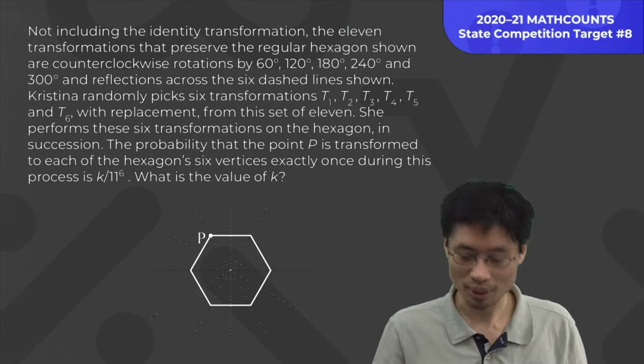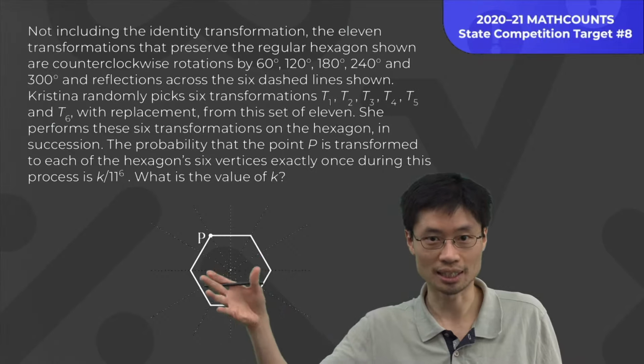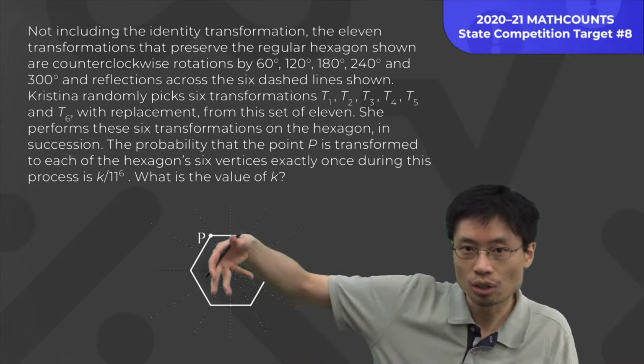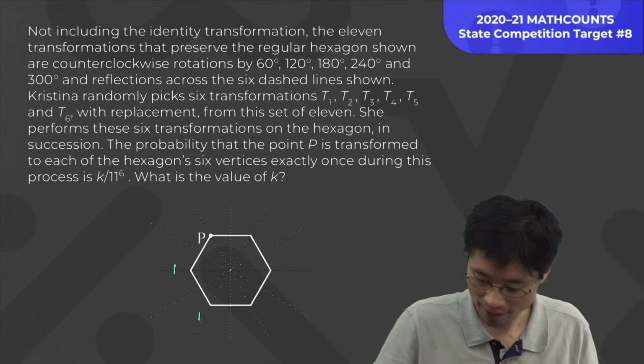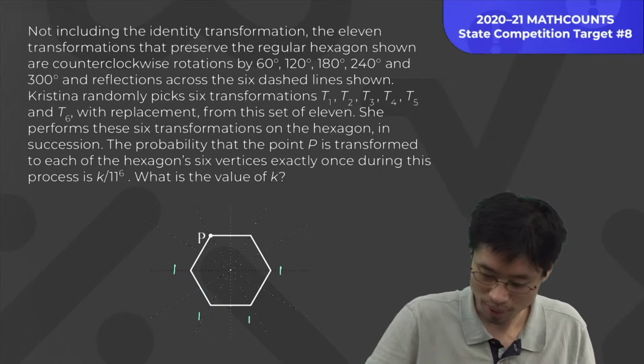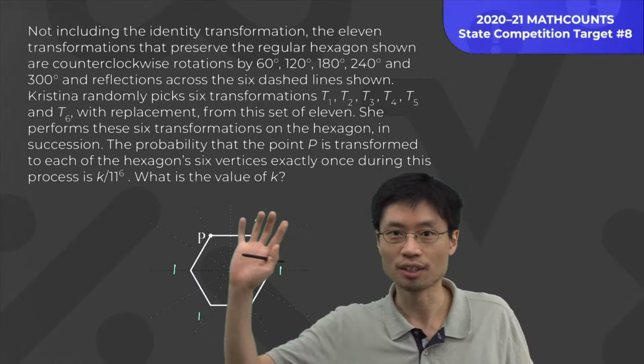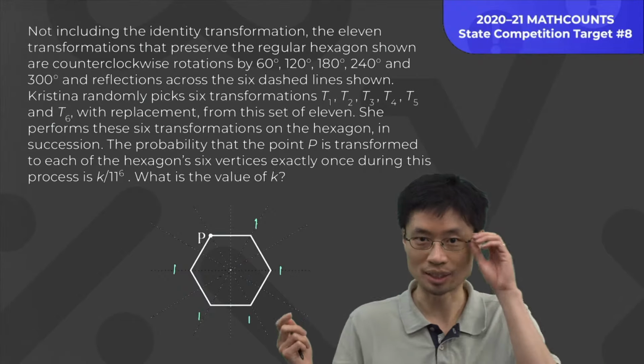Tally marks. So what I'm going to do is say there's a bunch of transformations I can do. Let's do all of the counterclockwise rotations first. So P could get here, P could get here, P could get here, P could get here, P could get there. I just did the 5 of these transformations.